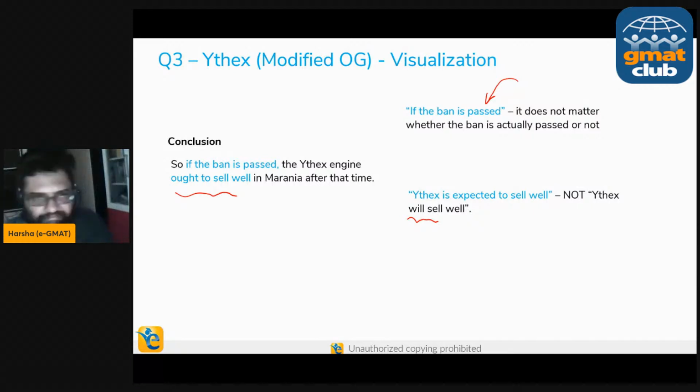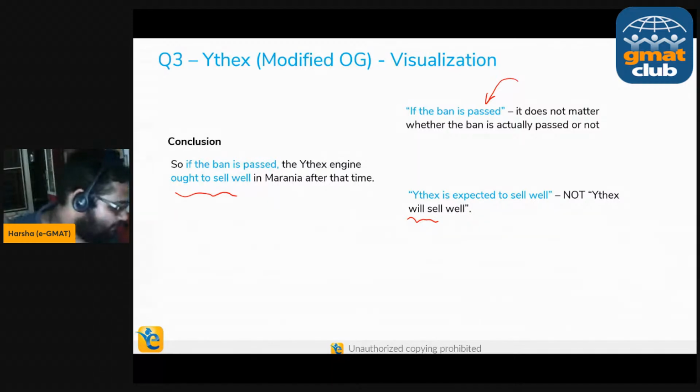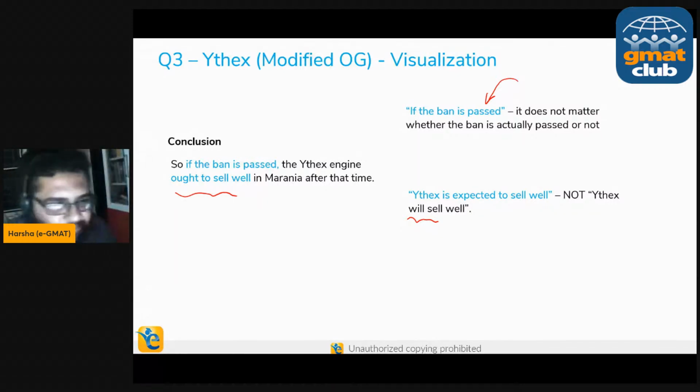Very quickly, before we move on, I just wanted to get a quick sense. Did you catch ought to sell well? The author is not saying that Vitex will sell well. The author is only saying that Vitex is expected to sell well. Very quick show of hands. I just want to ensure that this is an important point. You should have caught this. Very good. So Varsha, you caught this. Manorama, you didn't catch it.